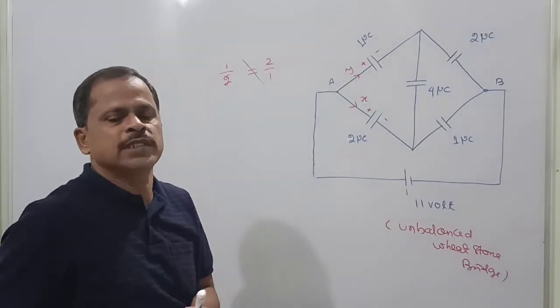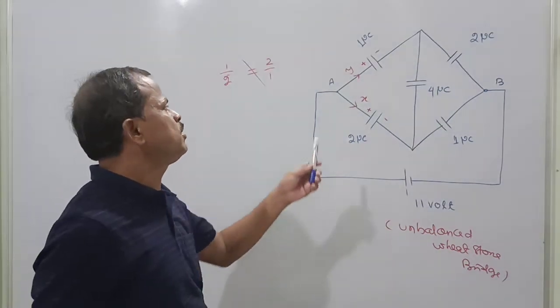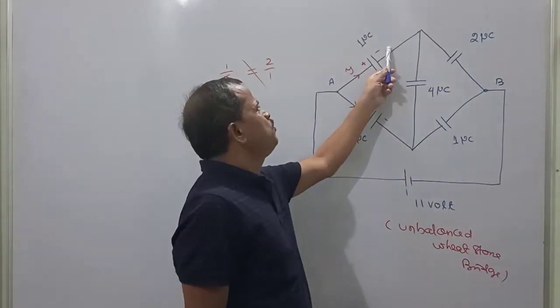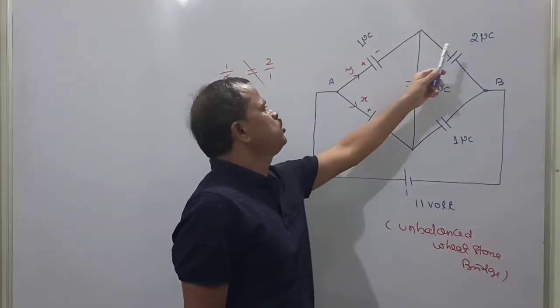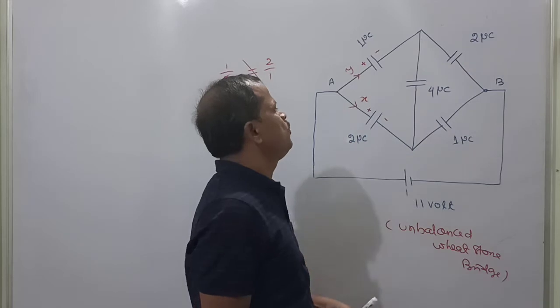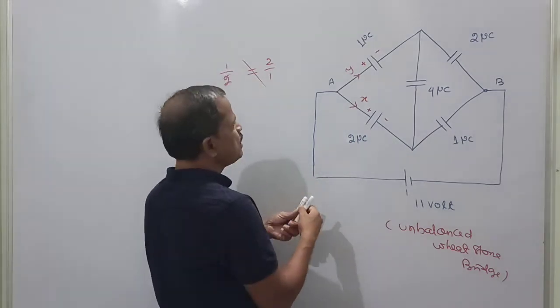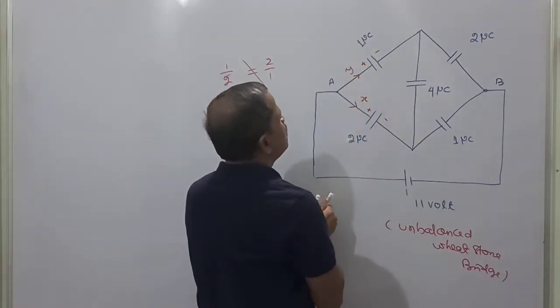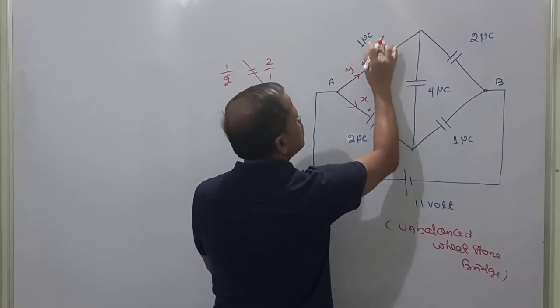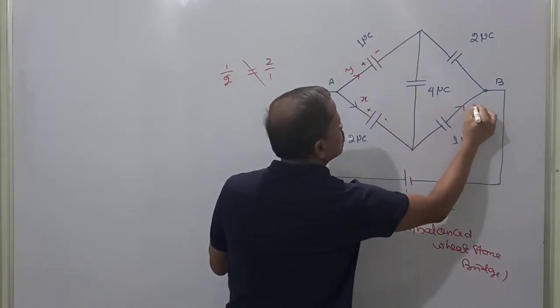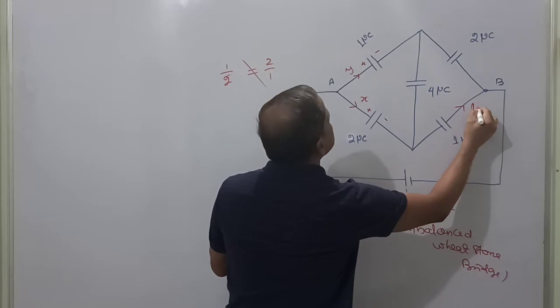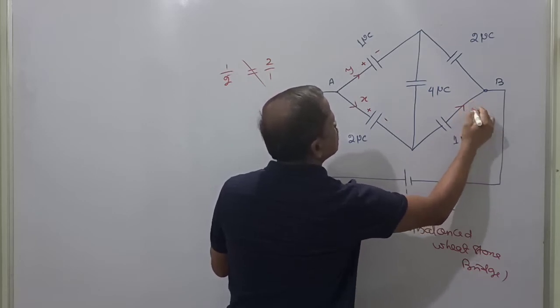It is a diametrical symmetry, because this is 1 microcoulomb, this is 2 microcoulomb, this is 2 microcoulomb, this is 1 microcoulomb. Since it is diagonally symmetric, if this is y through 1, then the charge returning here is also y. That is the important part.